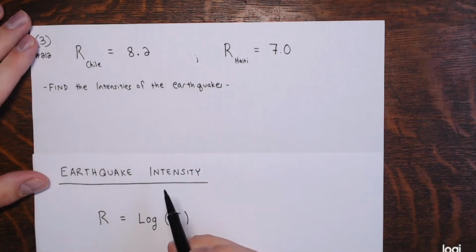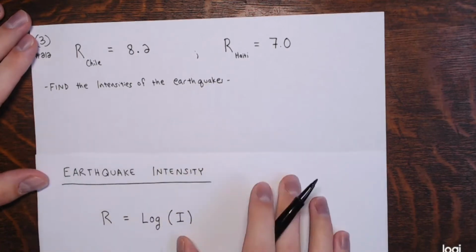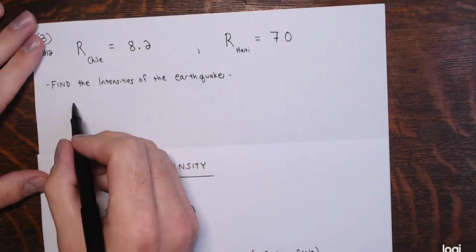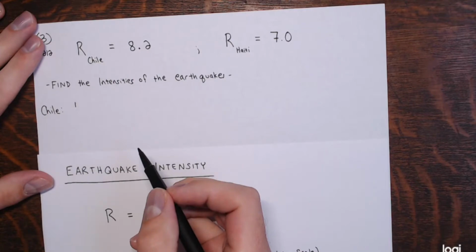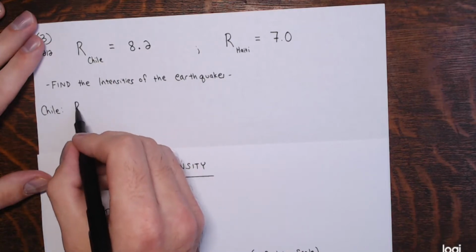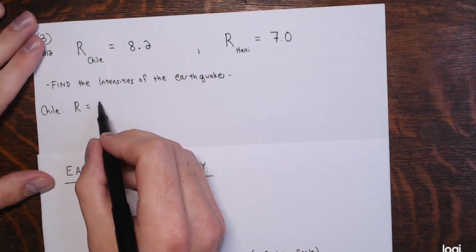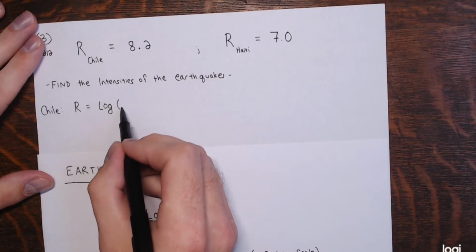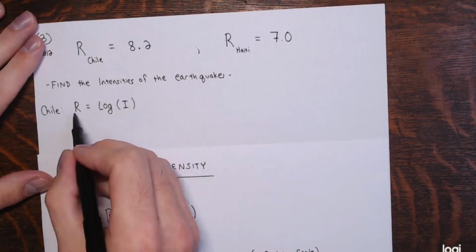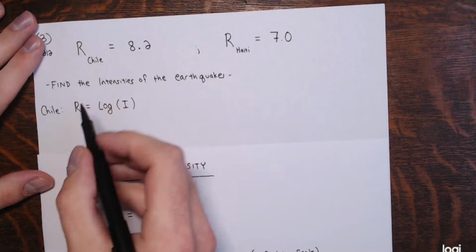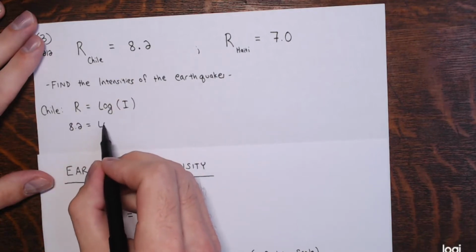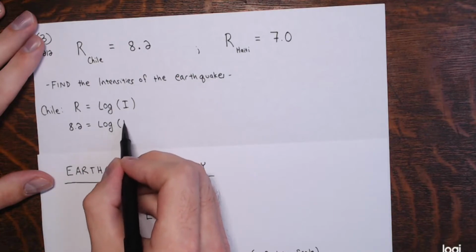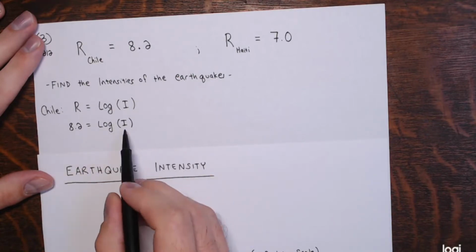So for Chile, let's do Chile, sorry. R for Chile is equal to, again, the log base 10 of I. I'm going to write the formula again. And R for Chile, the intensity of the Chilean earthquake was 8.2. Right, so we have 8.2 equals the log of I. And then we solve for I.